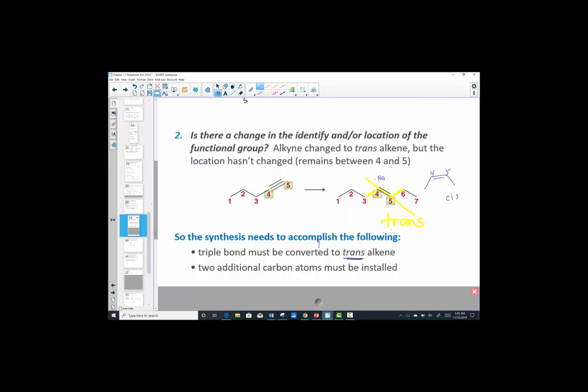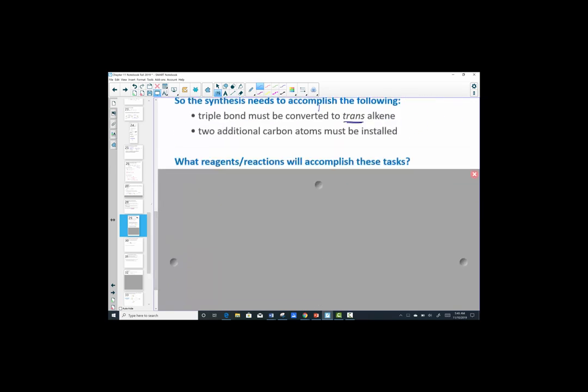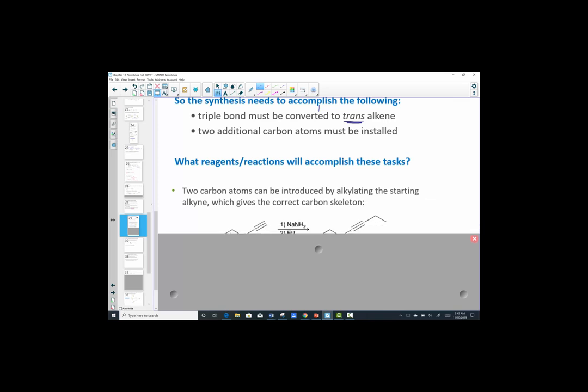So we have an idea of what we need to accomplish. Let's begin thinking about what we can do step by step. We can introduce 2 carbon atoms by alkylating the start of the alkyne. So let's review chapter 9, alkyne chemistry.